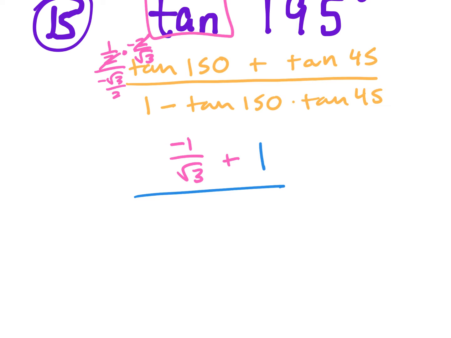So I'm going to change 1, because tangent of 45 we said was 1. So I'm going to change it to square root 3 over square root 3. And then combine these on the top. So it's negative 1 plus square root 3 over square root 3. So that's the top.